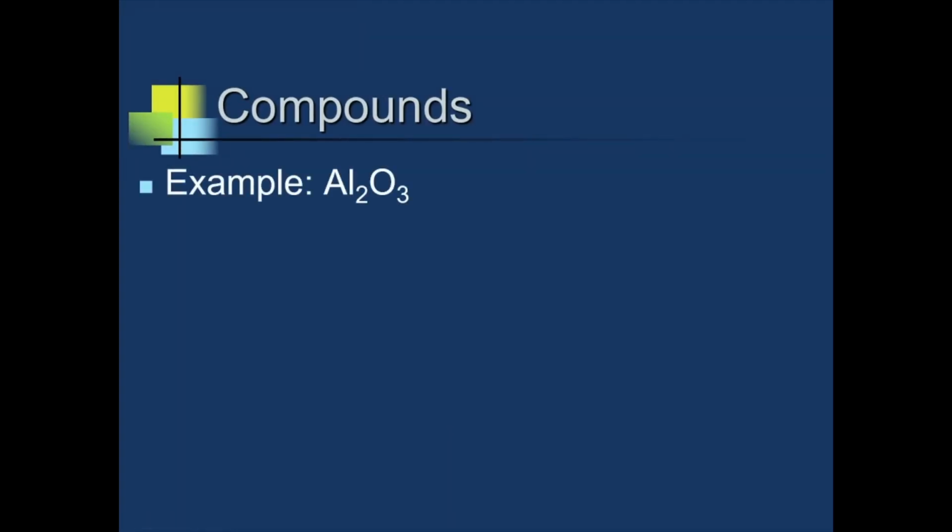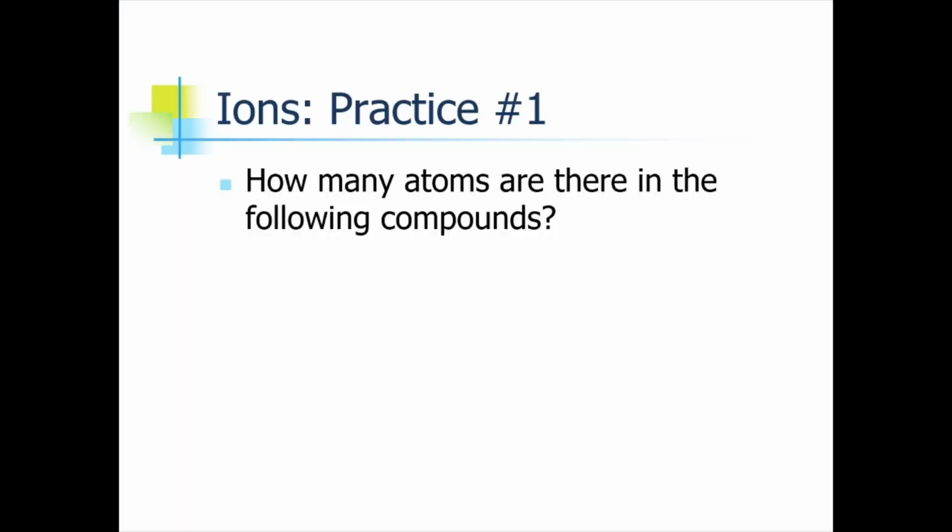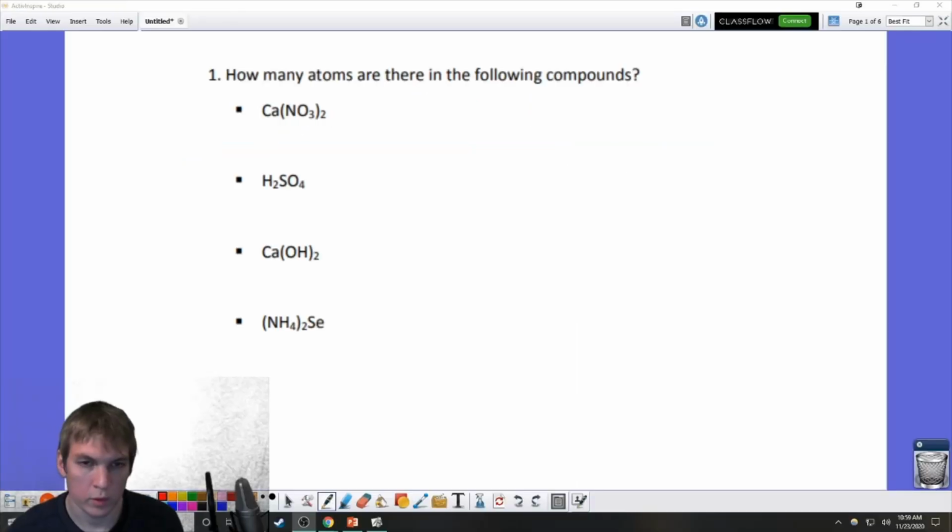Here's another example. We have Al2O3. Let's try to identify what exactly we have here. Well, we have 2 aluminum atoms and 3 oxygen atoms. All right, so that's just our example. Let's go ahead and take a look at practice problem number 1 and see if we can practice a few of these compounds. If you want to work on these 4 problems on your own, go ahead and pause the video right now. Otherwise, we're just going to keep going.